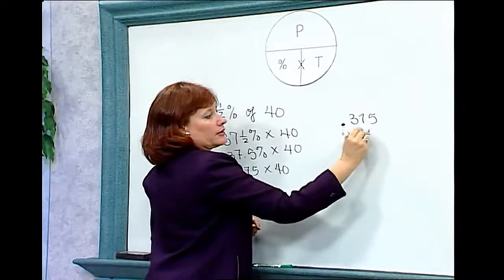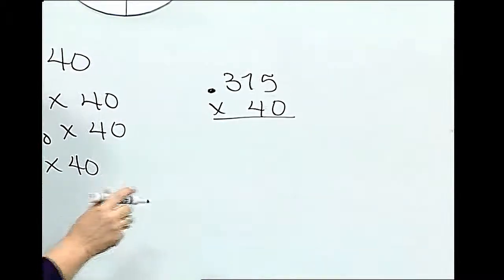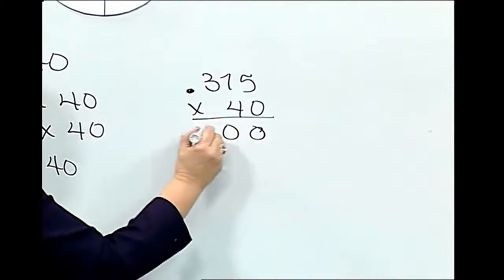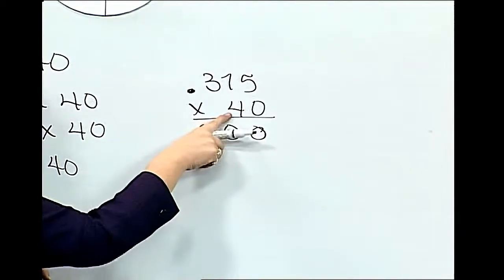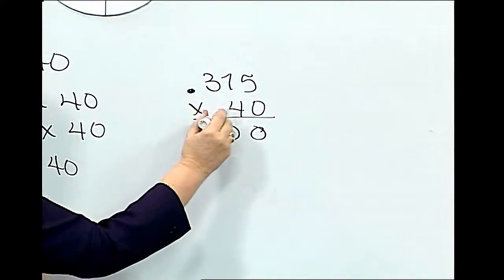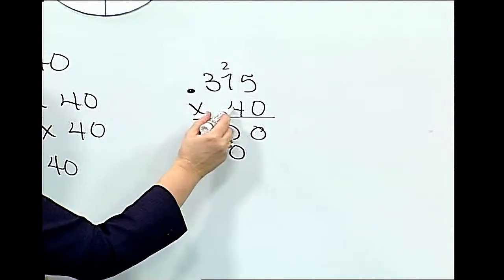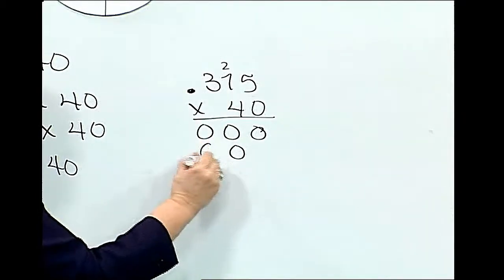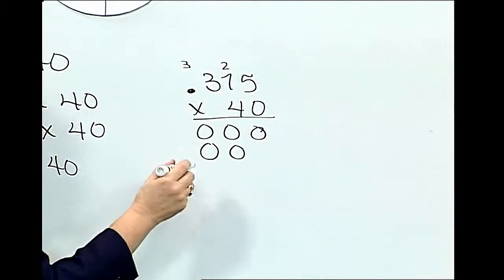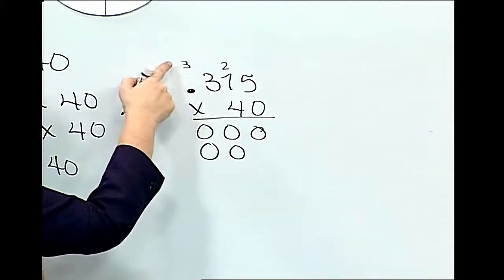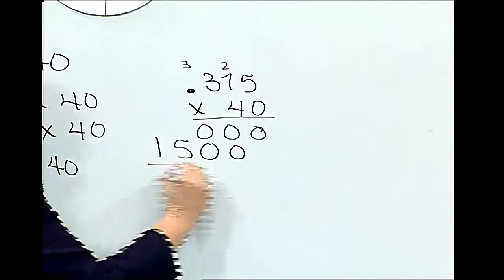We'll come over and multiply this problem, 0.375 times 40. When I multiply by the 0, I'll get a row of zeros. And then I'll move over to the tens column to multiply by the 4. 4 times 5 is 20, carry the 2. 4 times 7 is 28, plus 2 is 30, carry the 3. And 4 times 3 is 12, plus 3 is 15.